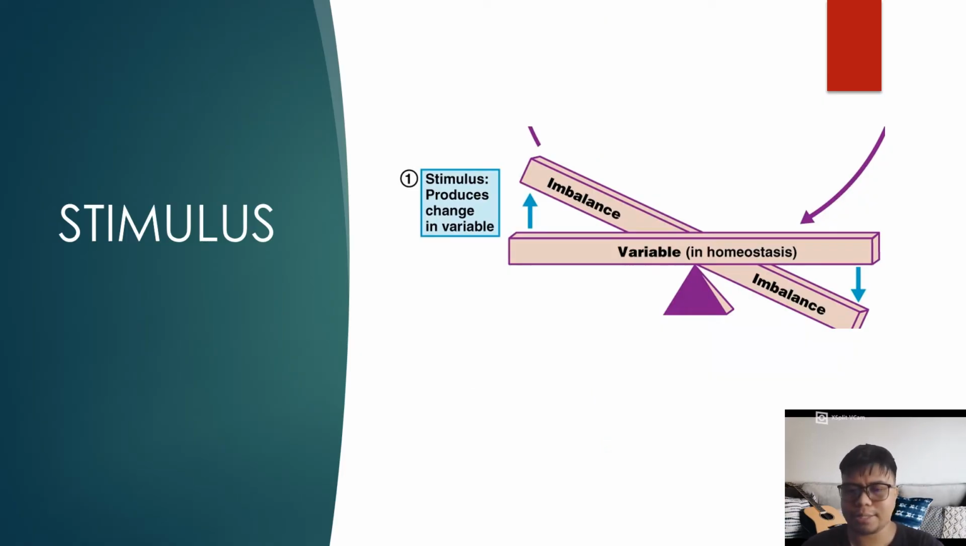Okay. Next, let's talk about stimulus. So stimulus are events or things that induce change in a system. For example, here we have the integumentary system. Say you were in a hot environment and the temperature is high. Therefore, it will trigger a change in the variable.